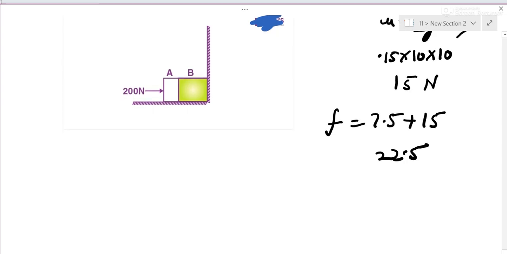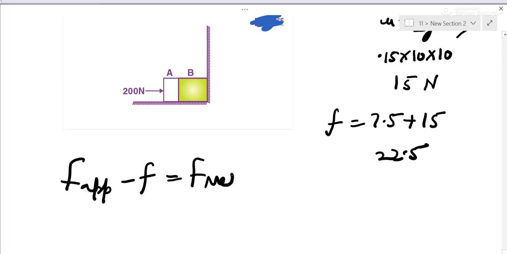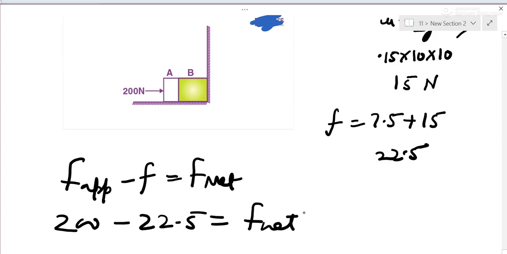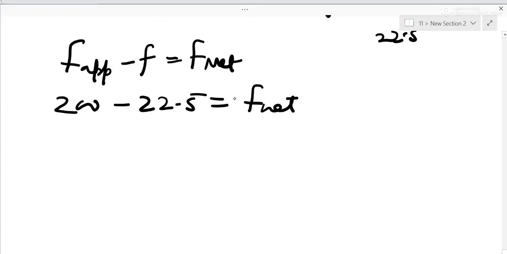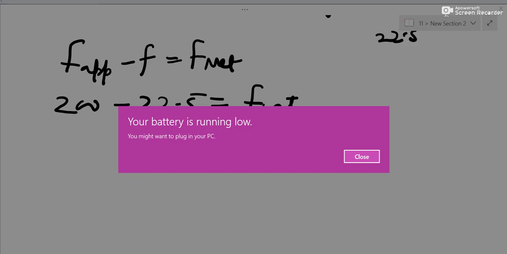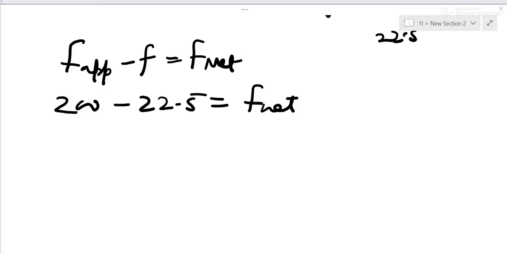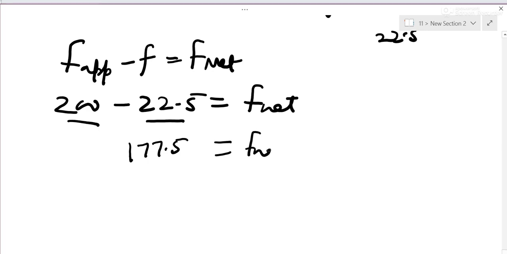So what is the net force? Force applied minus force of friction, this is F net, which is 200 minus 22.5. So what is 200 minus 22.5? This will be the net force. You can subtract these two: 200 minus 22.5 will be 177.5. It is equal to F net.